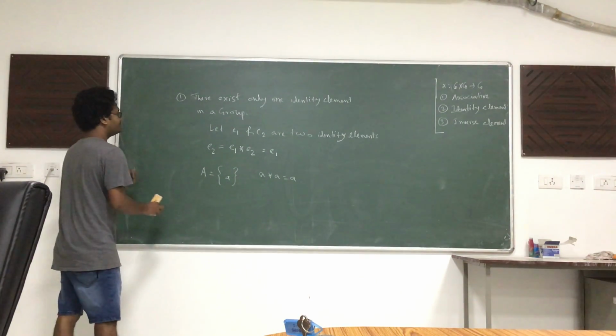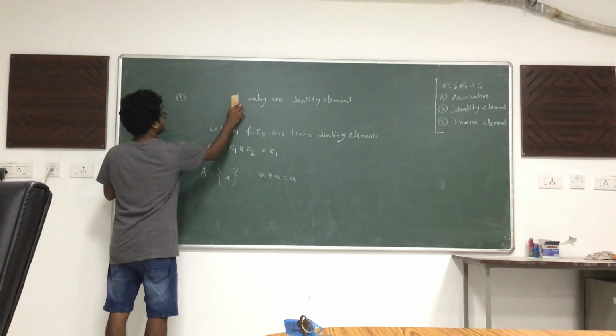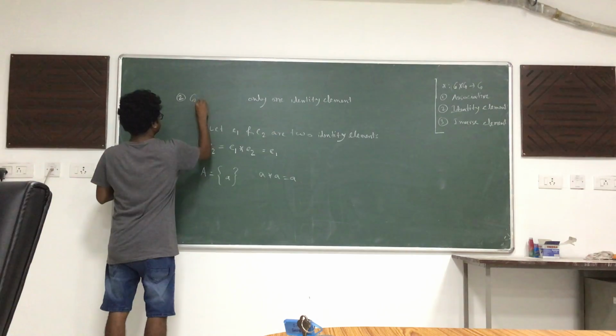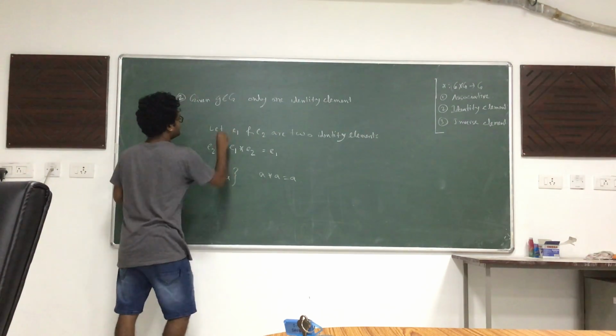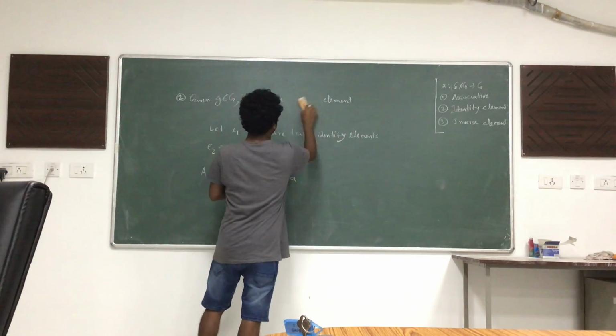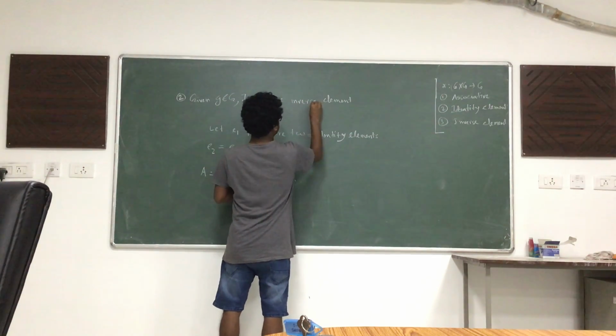So this is one, and second is, given an element G, there exists only one inverse corresponding to that.